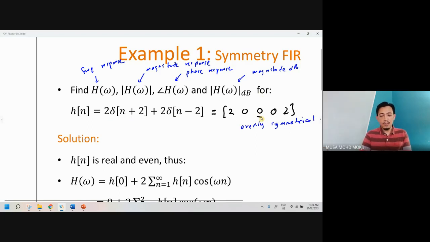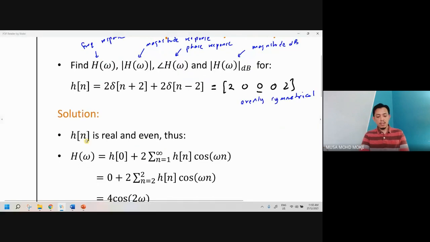Because this is n equals 0, this is the center. Then at n equals 1, it is 0. At n equals minus 1, the negative index, it is also 0, the same. At n equals 1 this is 2, and at n equals minus 2 this is the same, equal to 2. So that's why we call this evenly symmetrical. So h[n] is real and even.